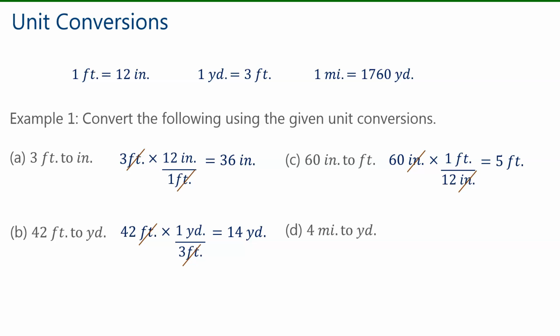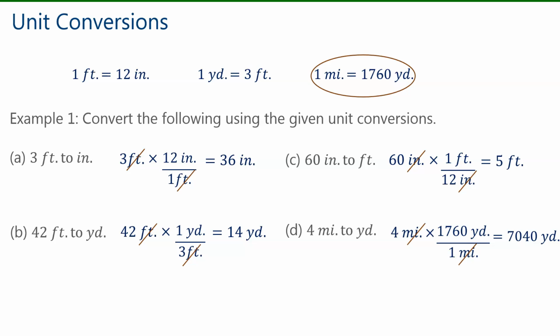Now for D, we have 4 miles, and we have to change that to yards. So we will use this conversion this time. So I'll write 4 miles times 1,760 yards over 1 mile. So let me cancel the miles and then multiply 4 with 1,760. That will give me 7,040 yards.